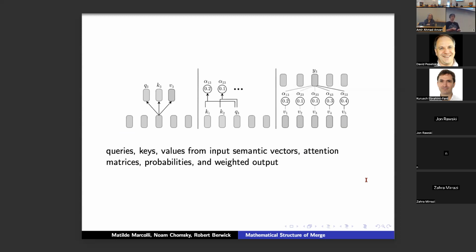Right, so okay, we have our items. We have these three linear transformations that produce queries, keys, and values. We pair the queries and keys to form this probability distribution, and we weight the value vectors by this probability distribution. This is what we're doing.